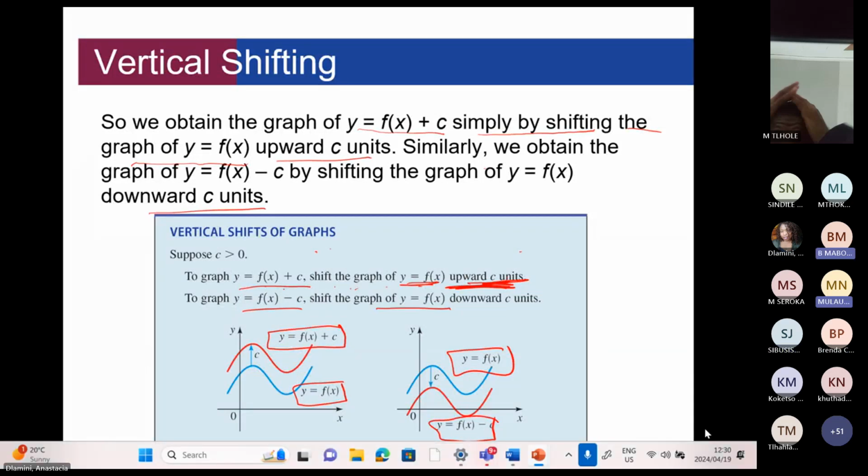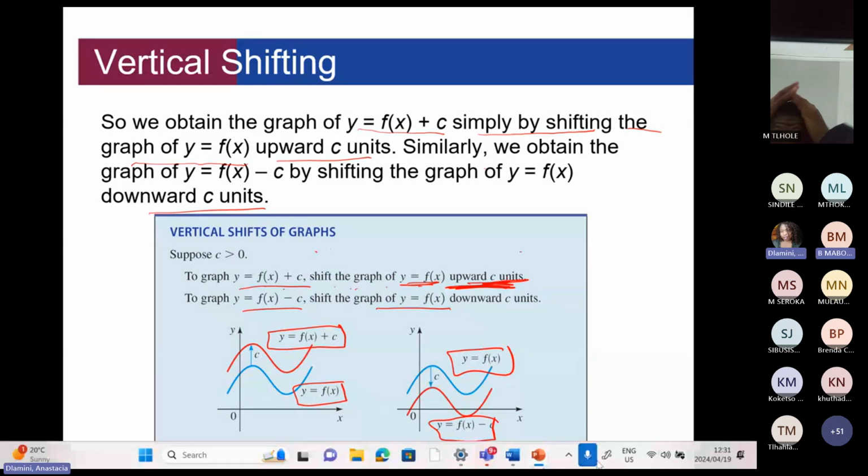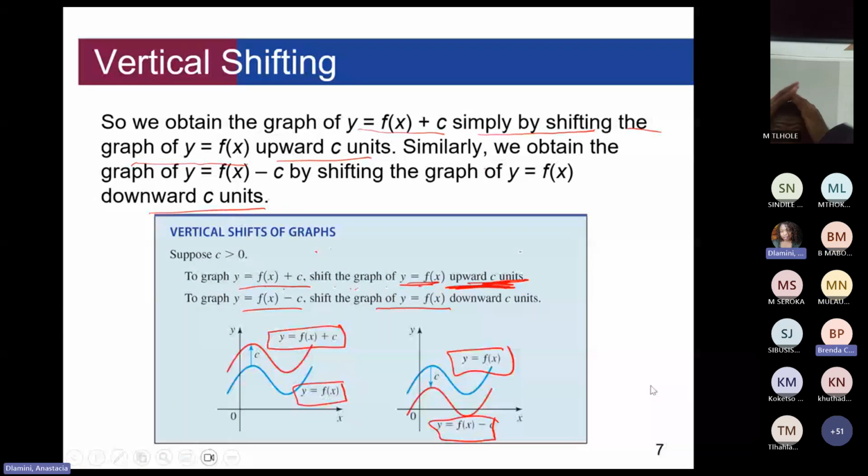Because I was concerned with C in that arrow. They just put arrow and C. No, the C is just showing you that the graph has been moved up by C units or down by C units. Okay, I don't have to include it in the exam. No, you don't have to.